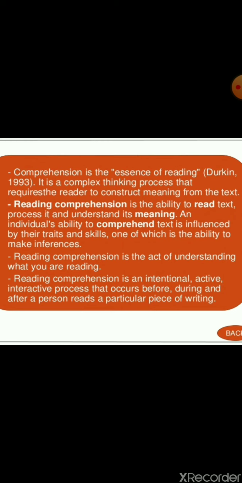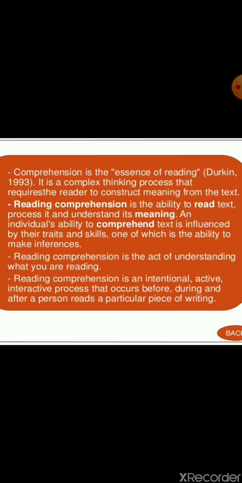Reading comprehension is an intentional, active, interactive process that occurs before, during, and after a person reads a particular piece of writing. Just focus on the last three lines. Reading comprehension is an intentional process, meaning purposely we do it; active, with an active mind; interactive, both ways; that occurs before, during, and after a person reads a particular piece of writing.